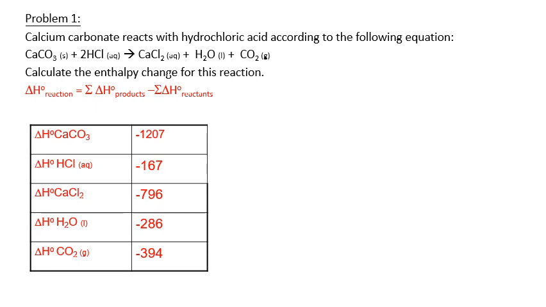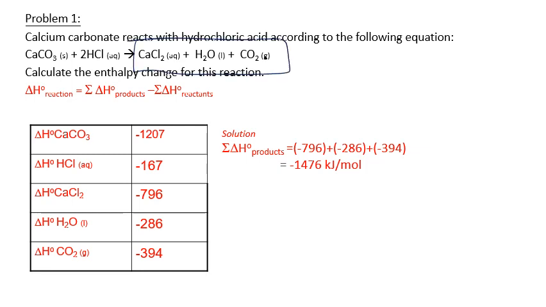Okay, so the first thing we have to do is work out the sum of the standard change of enthalpy for the products. So you're essentially looking at the equation and looking at the products. So we've got to look at calcium carbonate, water, and carbon dioxide. You add those values together, so that gives you the sum of the change in the standard enthalpy of the products, which is minus 1476 kilojoules per mole.